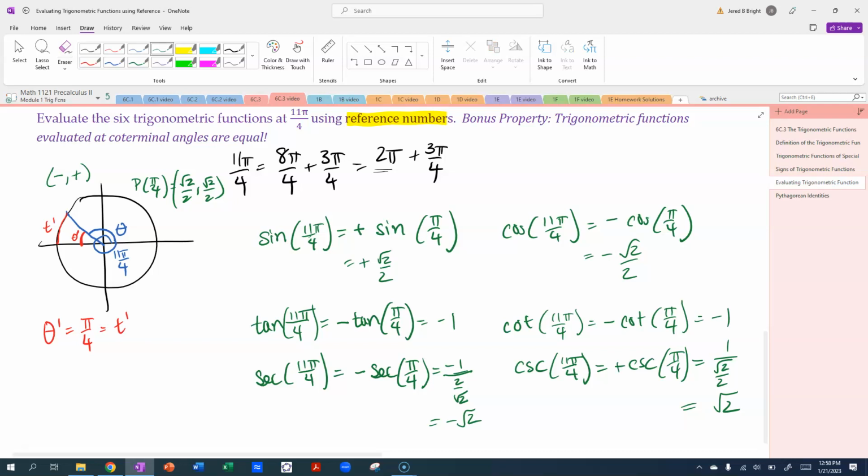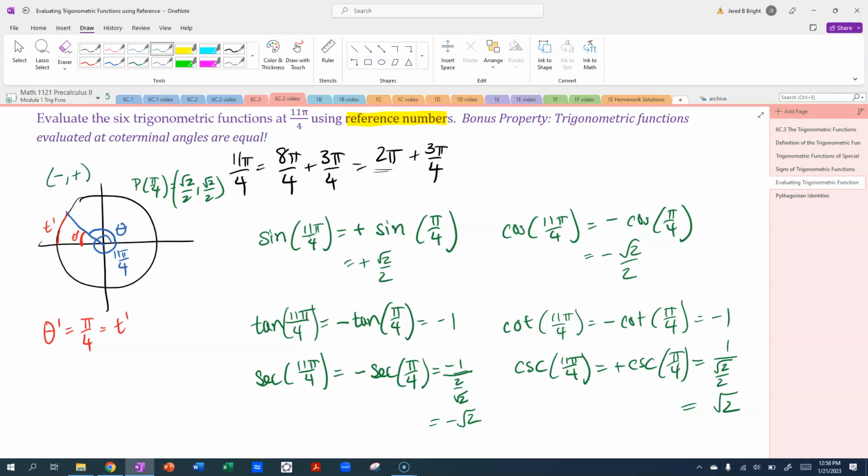So tangent: you can look at tangent of 11 pi over 4, say that's tangent of pi over 4, but negative because y over x is negative in quadrant 2. Cotangent, reciprocal, negative 1 also. Secant, negative because x is negative in quadrant 2, so your final answer is negative, and something similar for cosecant, just that it's positive because sine is positive in quadrant 2.